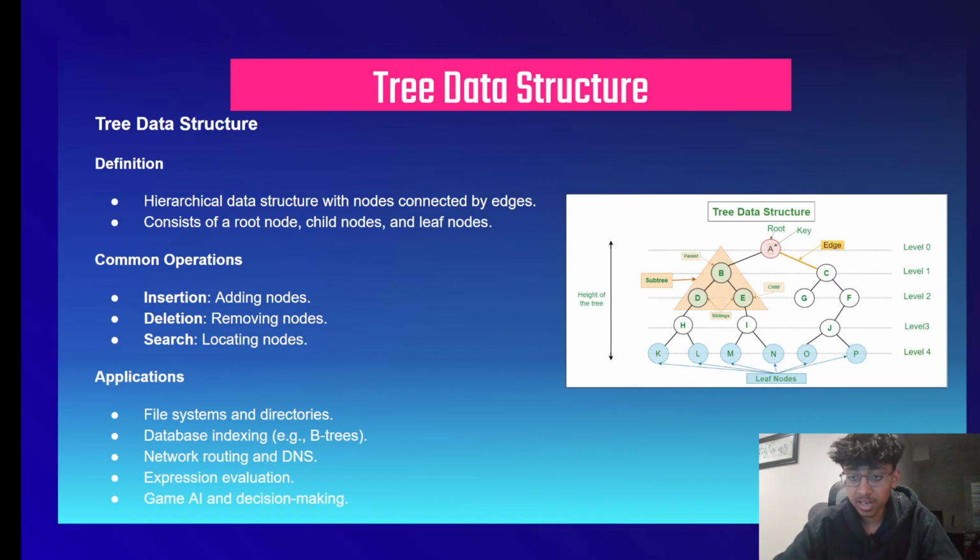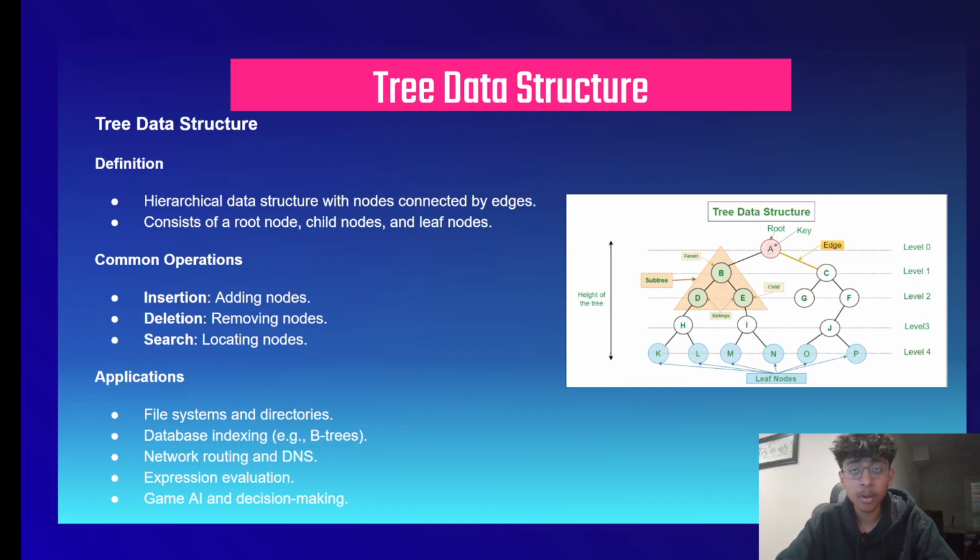Now let's look at the tree data structure. So a tree is a nonlinear data structure that consists of nodes connected by edges. The topmost node is called the root, and nodes without children are called leaves.